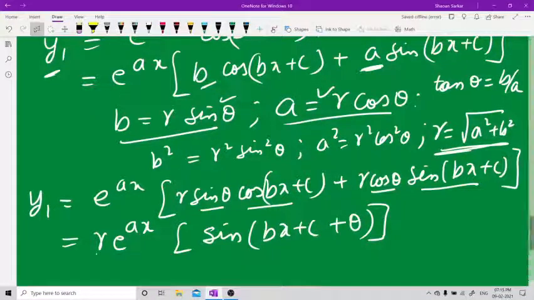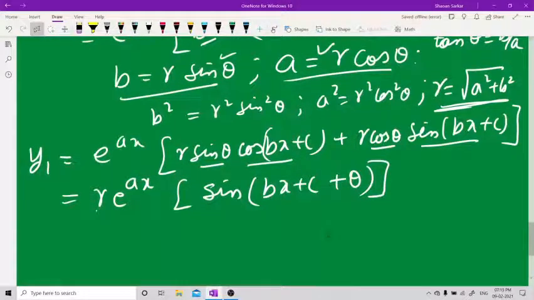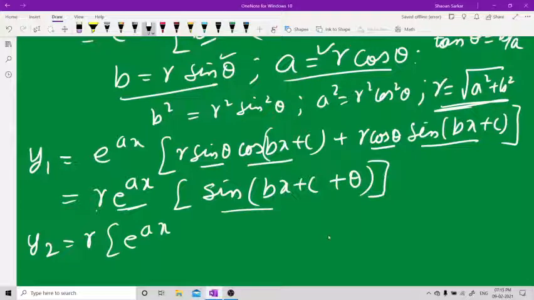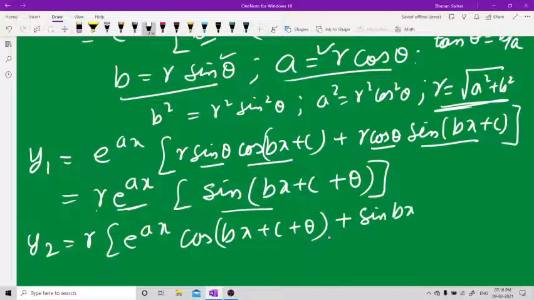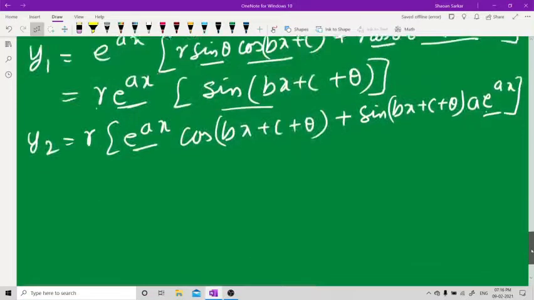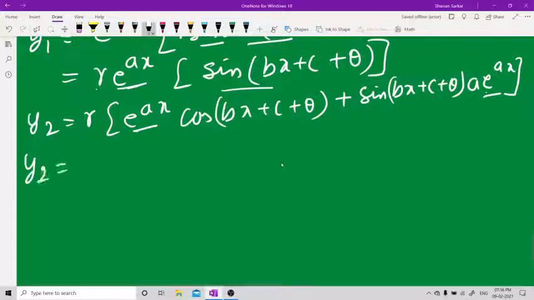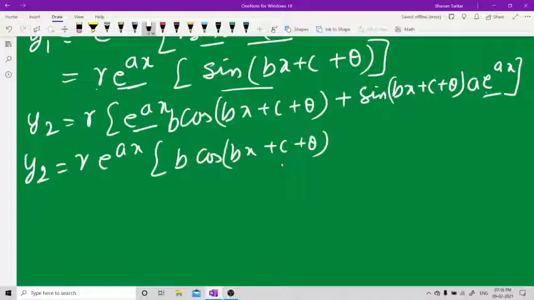Now similarly for the next derivative, you have y2. This r is a constant, keep it out. First function and second function: first function as it is, cos bx plus c plus theta, then plus second function as it is, sine bx plus c plus theta into a e to the power of ax. Again take e to the power of ax common. So y2 equal to r e to the power of ax, you have here b, I forgot to write the b, b cos bx plus c plus theta plus a sine bx plus c plus theta.